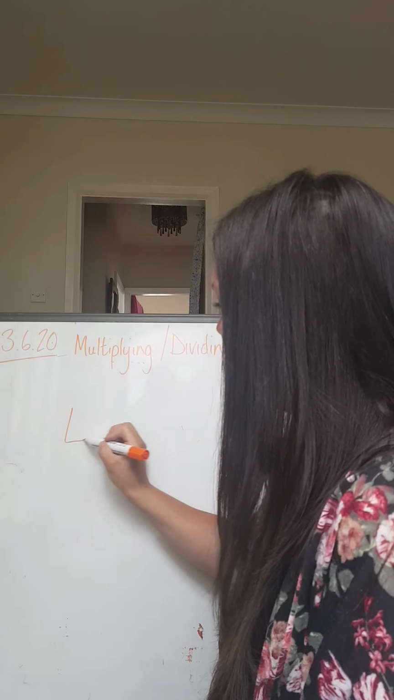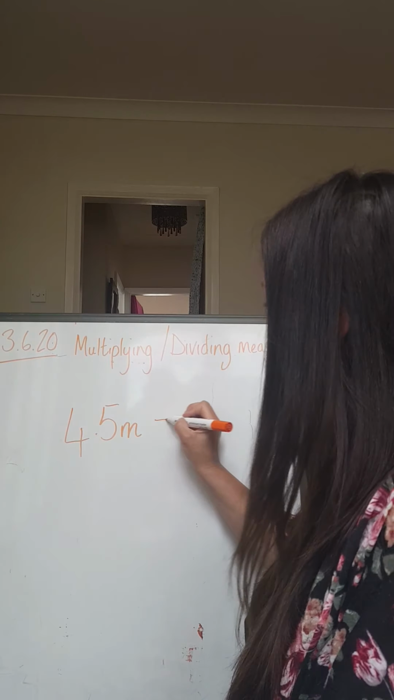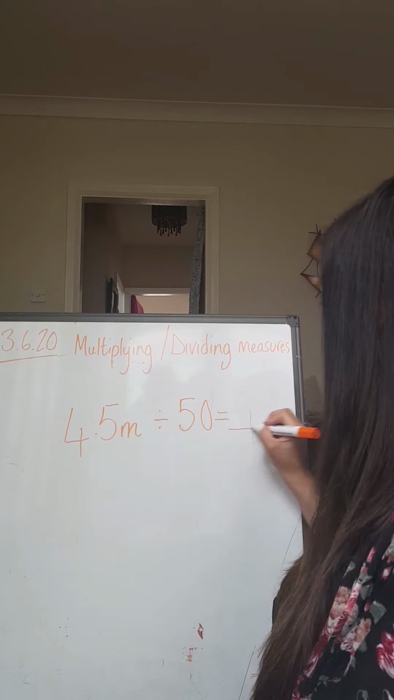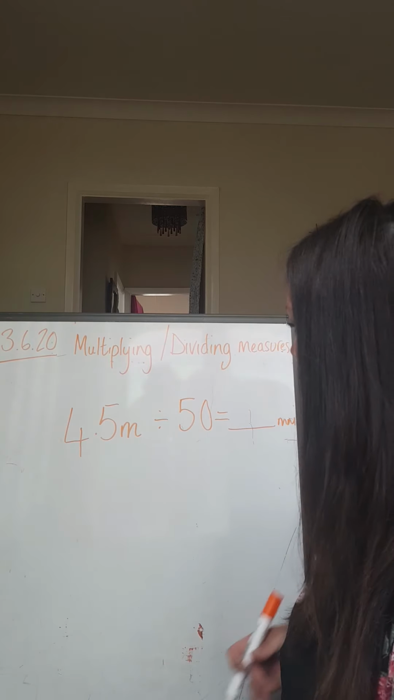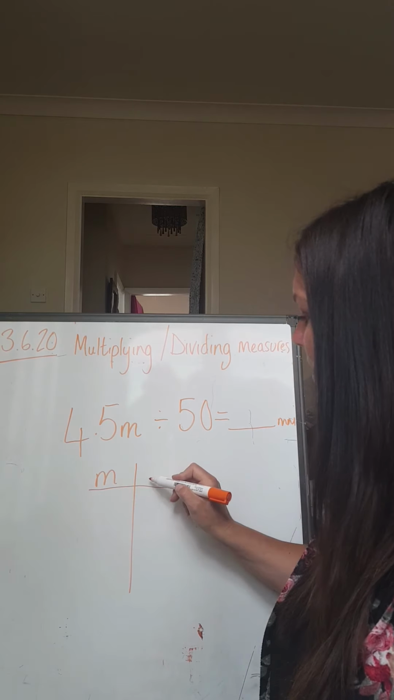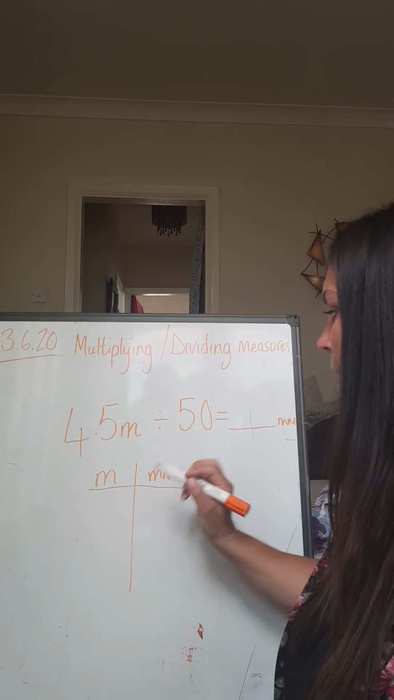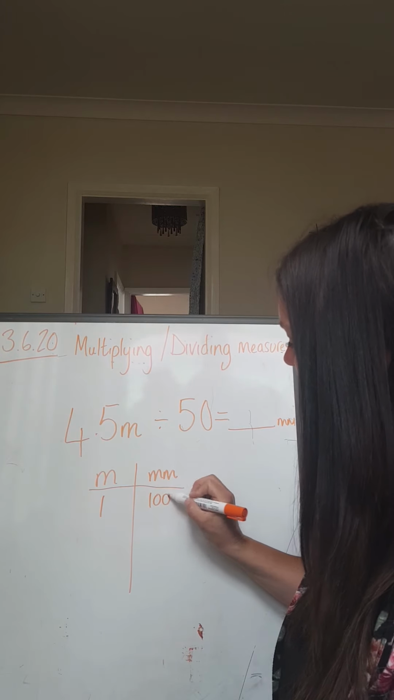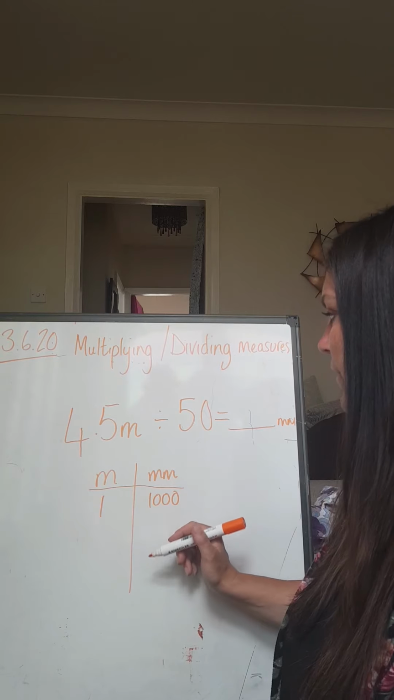Right, question number 9. 4.5 metres divided by 50 equals, and I want the answer in millimeters. There's a clue, millimeters. So let's do the table. I've got meters on one side and millimeters on the other side. So I know 1 millimeter is going to be 1,000 of those because it's got the little clue at the start of the word. So let's convert it straight away.